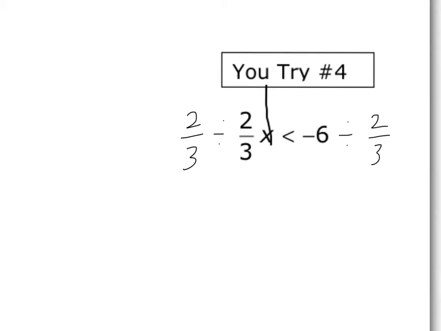And those 2/3 cancel out. And we have x is less than negative 6 divided by 2/3. Now this is the instance where you would go ahead and use your ABC button on your calculator. So you'd type in negative 6 divided by 2ABC3, and you would end up getting x is less than negative 9. Okay, so your x would have to be less than negative 9, so negative 10, negative 11, and so on.